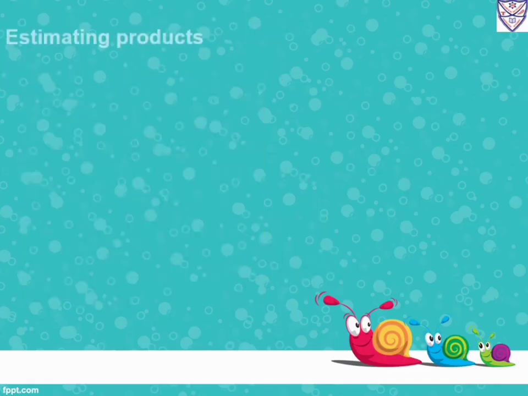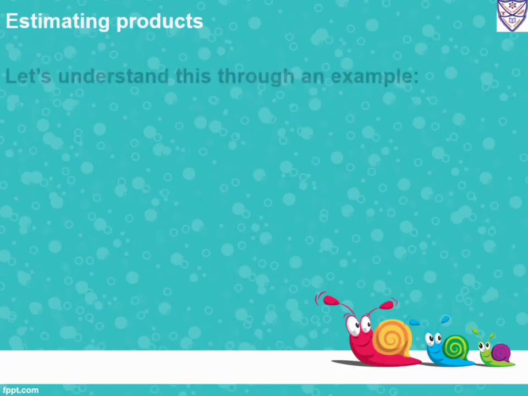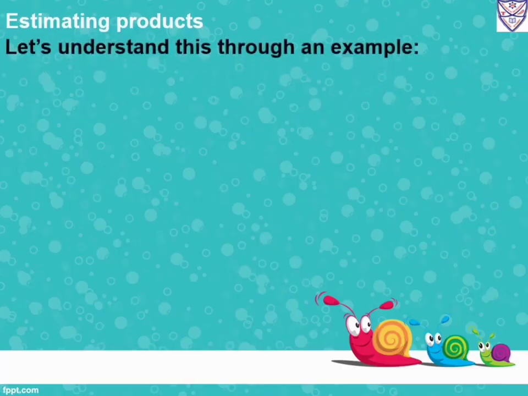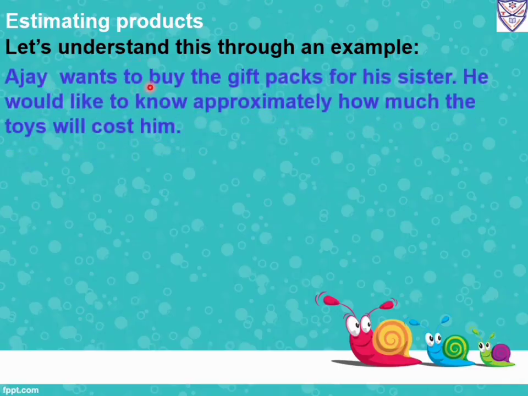Now our next topic is estimating products. Let's understand this through an example. Your example 1 is given, from that you can understand what estimating products is. Now Ajay wants to buy gift packs for his sister. He would like to know approximately how much the toys will cost him. So he wants to know how much money he needs for buying these gifts, approximately.